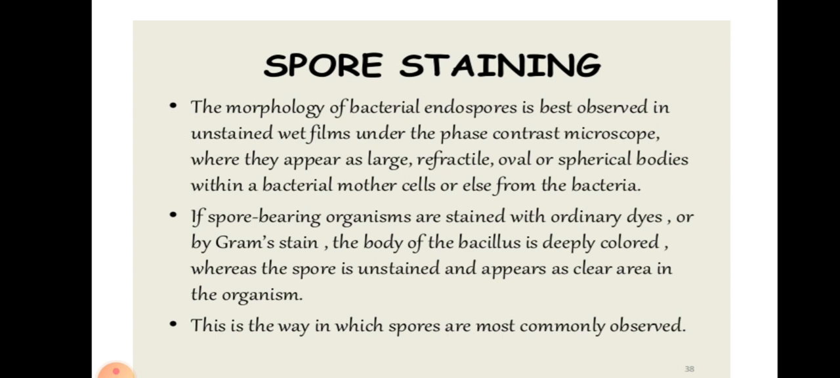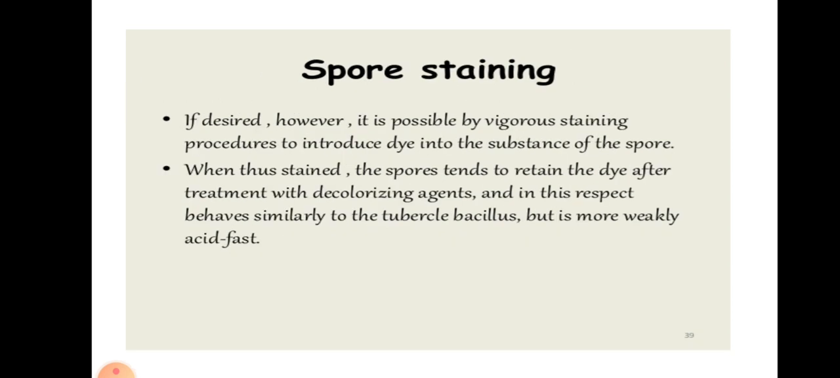If spore-bearing organisms are stained with ordinary dyes or gram staining, the body of the bacilli is deeply colored, whereas the spore is unstained and appears as a clear area in the organism. This is the way in which spores are most commonly observed. If desired, however, it is possible by vigorous staining procedures to introduce dye into the substance of the spore. When thus stained, the spores tend to retain the dye after treatment with decolorizing agent, and in this respect behave similar to the tubercle bacillus but are more weakly acid fast.